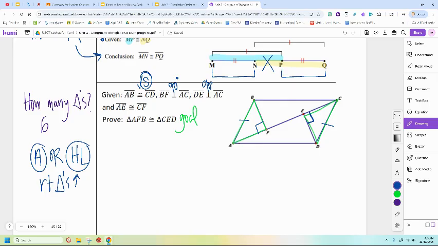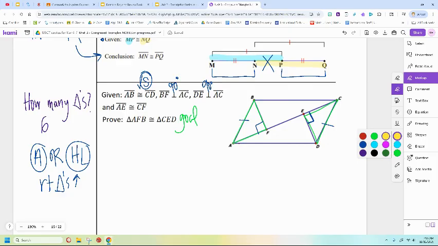Okay. The last thing they give us, and I'm going to use my highlighter to kind of help me see what's going on here, is we have AE, uh-oh, that goes past the side of the triangle, congruent to CF.